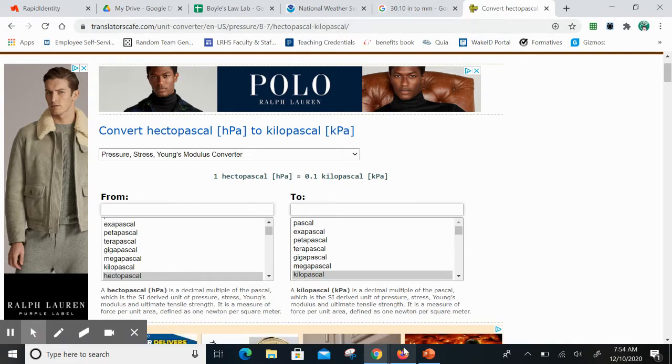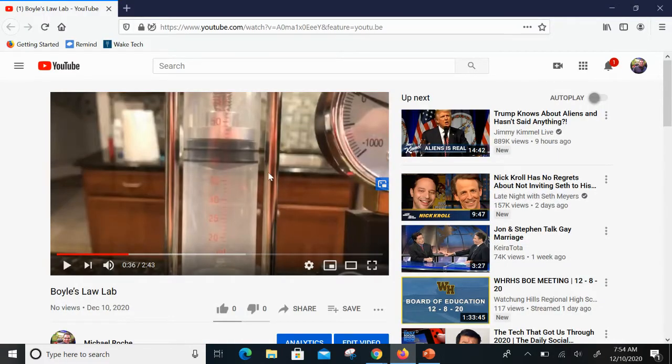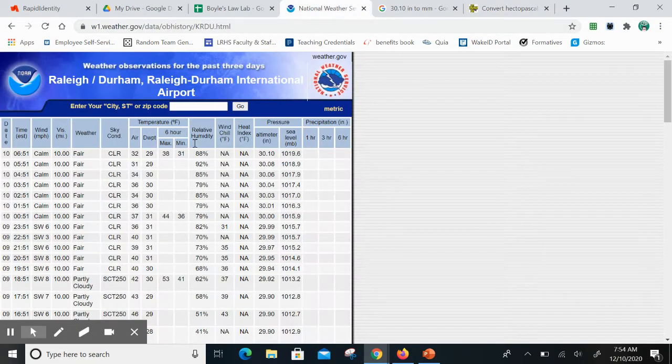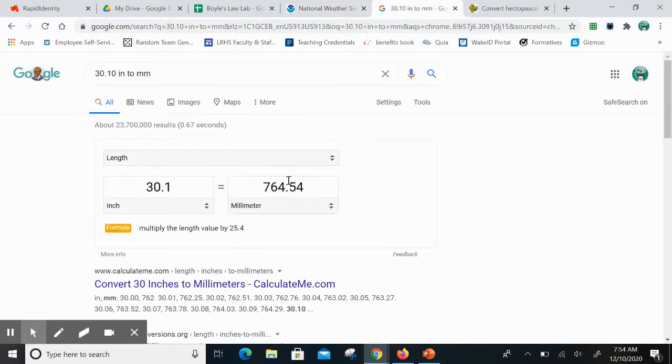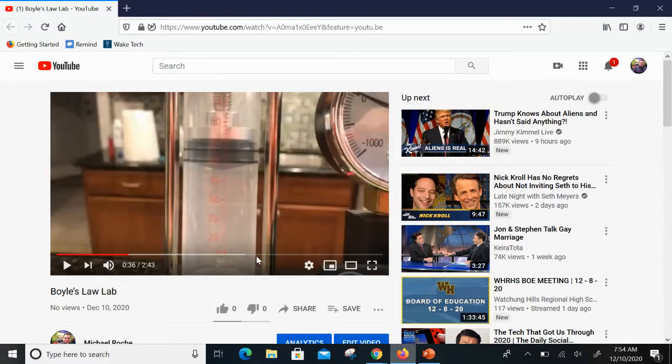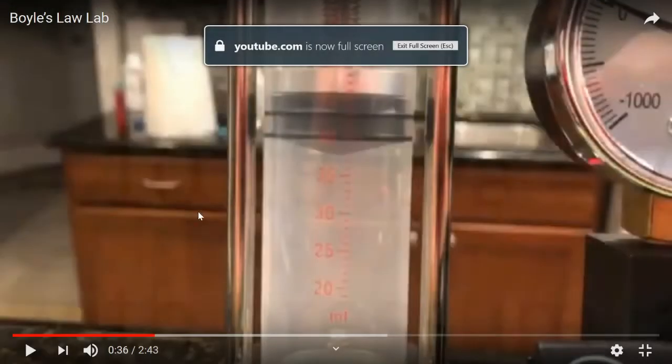So for this lab, we're going to say we're starting at 101. Actually, I can show you that too. Why are we starting at 101? Because if you go to the National Weather Service at Raleigh-Durham Airport, you can see that the pressure is measured in sea level millibars. I don't even want to look into that. But this is inches of mercury versus millimeters. If you convert 30.10 inches into millimeters, you can see that's basically 760. So we're going to say we're at 101 kilopascals. I don't think we're going too nuts there. All right. So 101 kilopascals is 40.